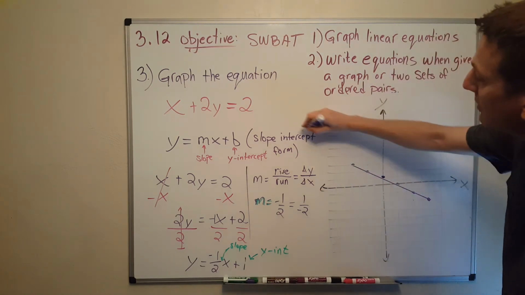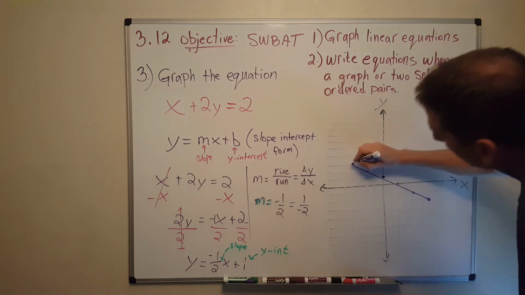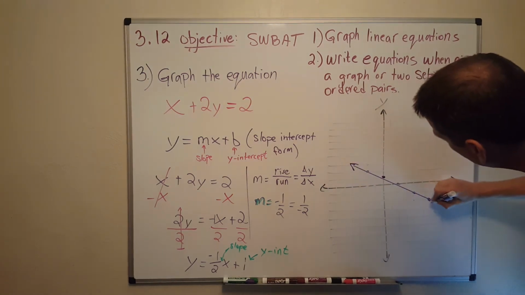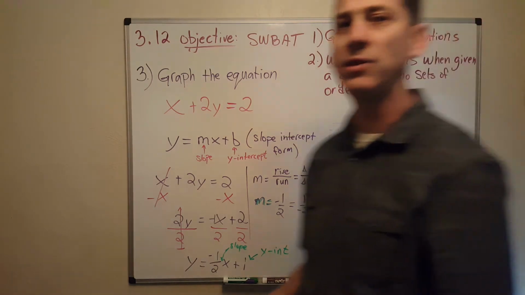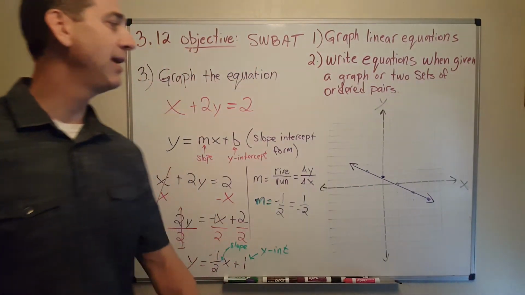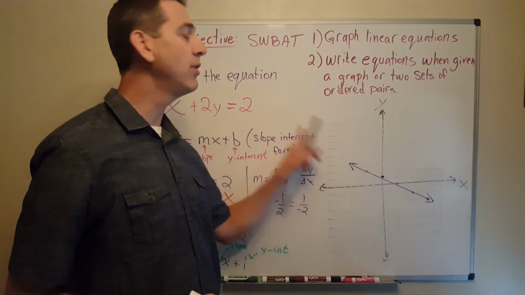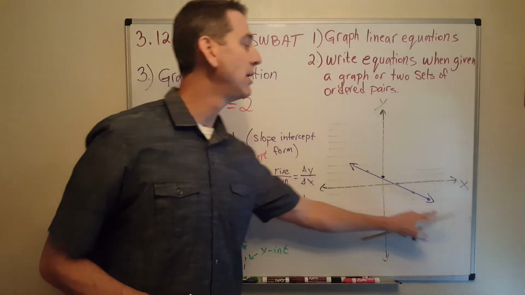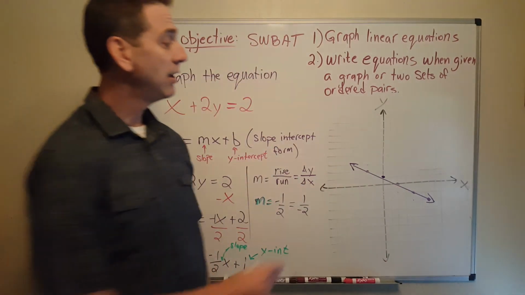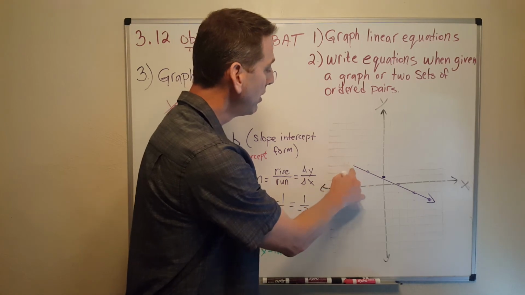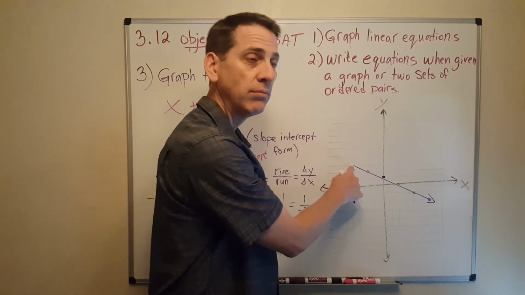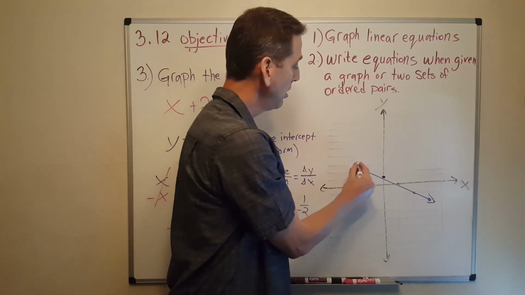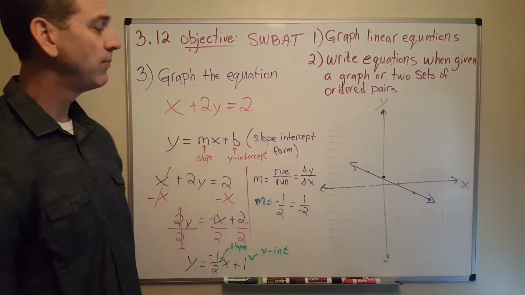By the way, you can extend this as far as you want. My ruler's only that long though, so. And I put arrows at the end. Why do I put arrows at the end? Well, because the arrow means that, hey, this line goes on forever in this direction and in that direction. If you don't put those arrows there, what it actually means is the line stops right there. But that's not true. It continues, so that's why we put arrows.